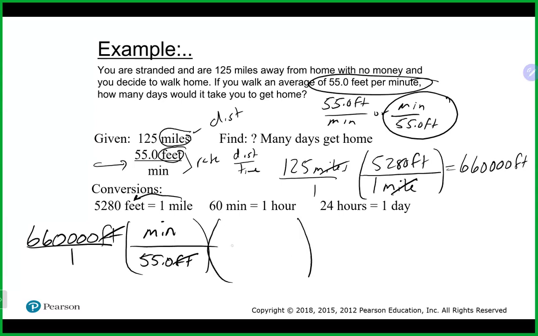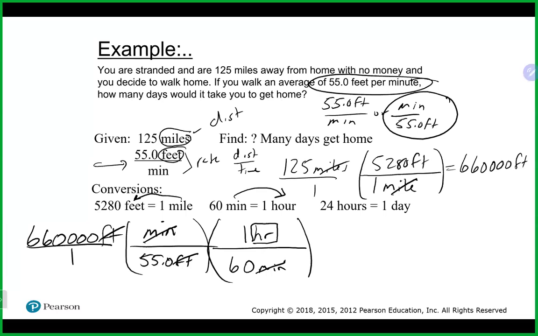So again, minutes to hours in this case is what we're going to do next. Minutes are on top, so that means 60 minutes should go on the bottom. 1 hour should go on top. Minutes will cancel. And if I stopped right at this point, the units I am left with is hours, which is on top. Getting close to what I need.